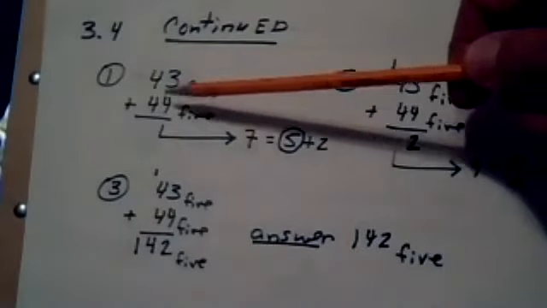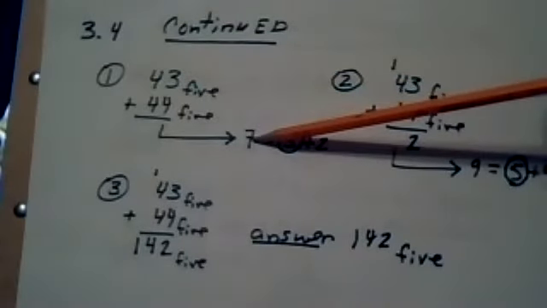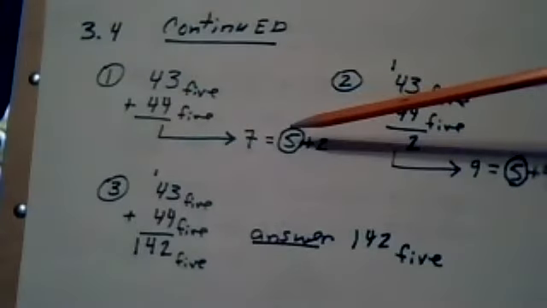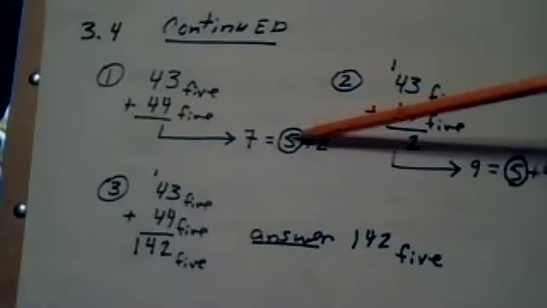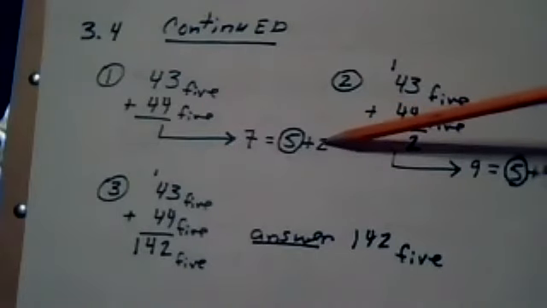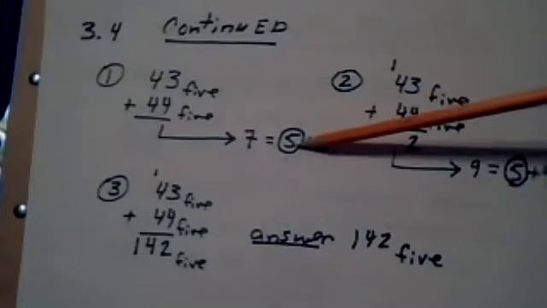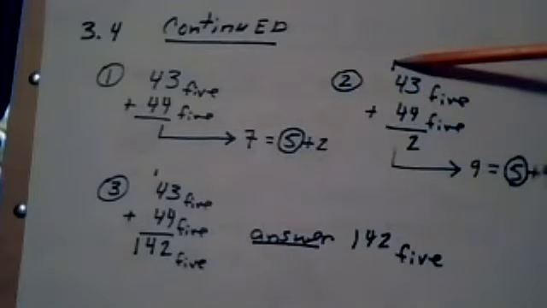So 3 plus 4 is 7. Now break the 7 down so you get as many groups of 5 as you can. So there's one group of 5 and the remainder of 2. The remainder is the one that stays behind. And this one that's circled is one group of 5, it carries over.